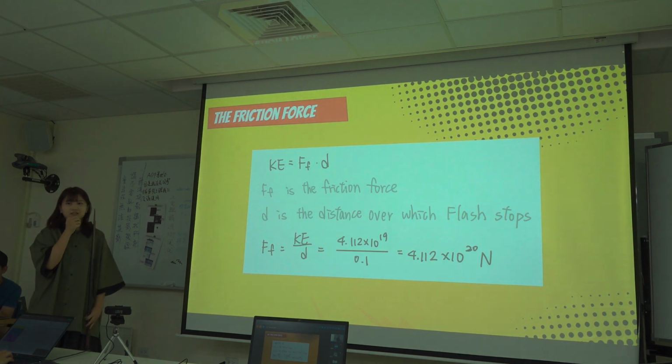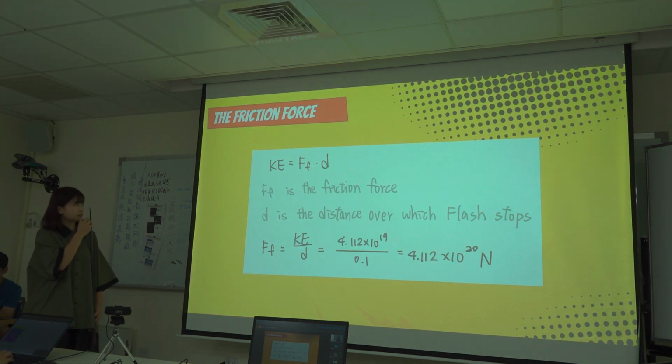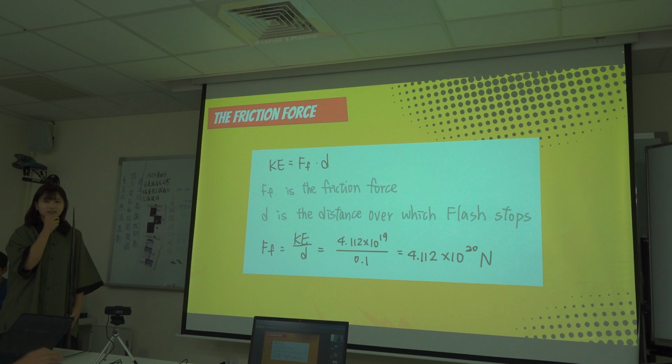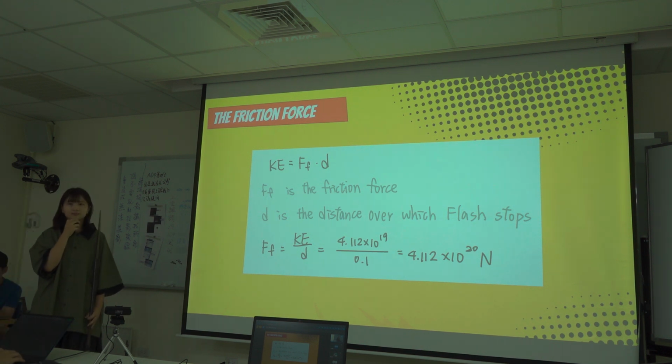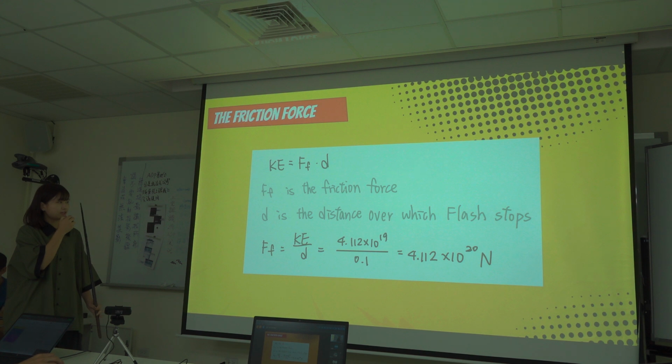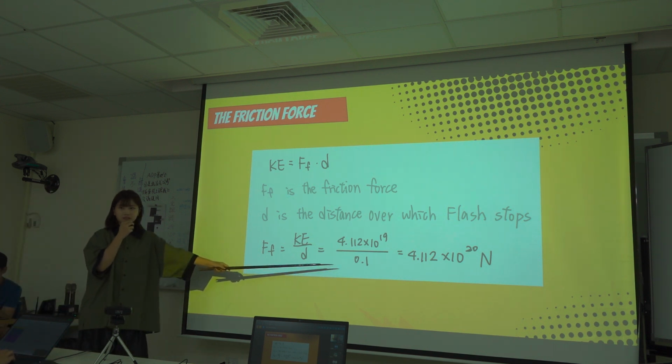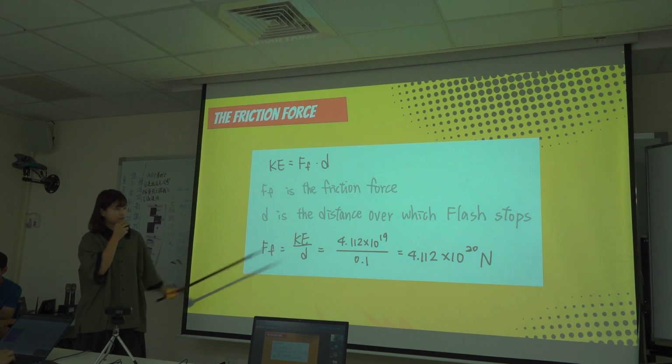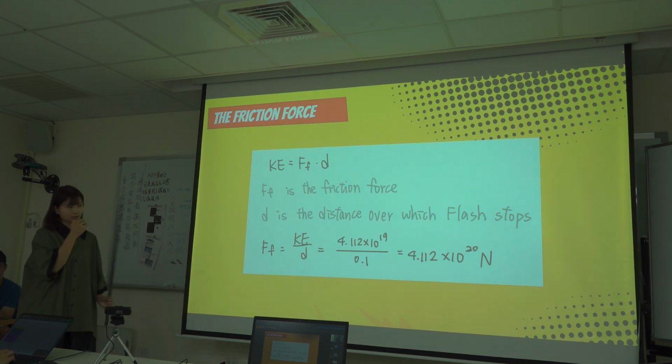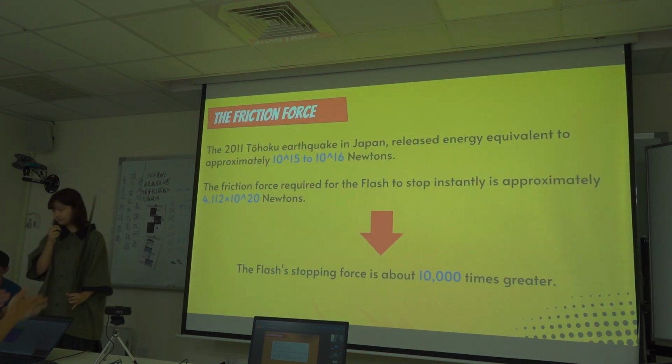To calculate the friction force needed for the Flash to come to an instant stop, we can use the energy that we previously calculated. We assume that the distance for the Flash to stop is very small, and we approximate it as 0.1 meters. Then we can calculate the friction force needed for him to stop. Next.